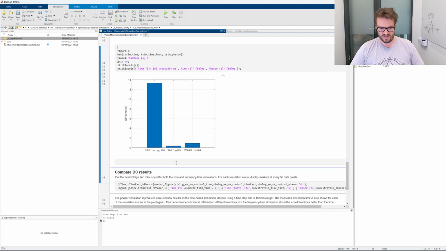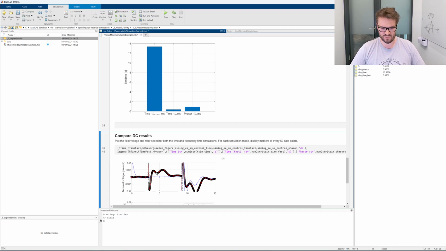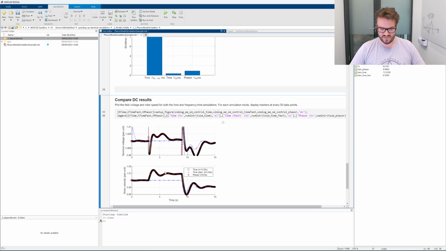But now if we compare the signals, starting with the DC signals, one voltage magnitude and also the velocity of the rotor in our turbine, you see that the Phasor mode results are a much better representation of the high fidelity EMT simulation than the one second sampled one, which, as I said, does not really make sense for an EMT study to use with this low sampling.